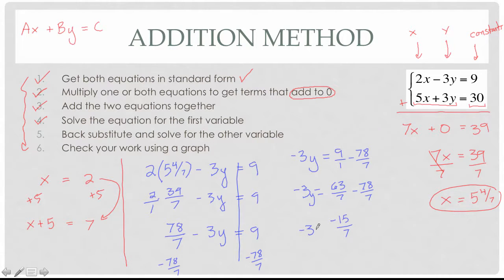So negative 3y equals negative 15/7. And I'm going to multiply both sides by negative 1/3 to get rid of the negative 3. Multiply by negative 1/3. And y is equal to positive 15 over 21. Whew, that was a lot of work, right? The fractions kind of made that one pretty ugly. But there we go. We have the intersection point happens when x is 5 and 4/7 and y is 15/21.